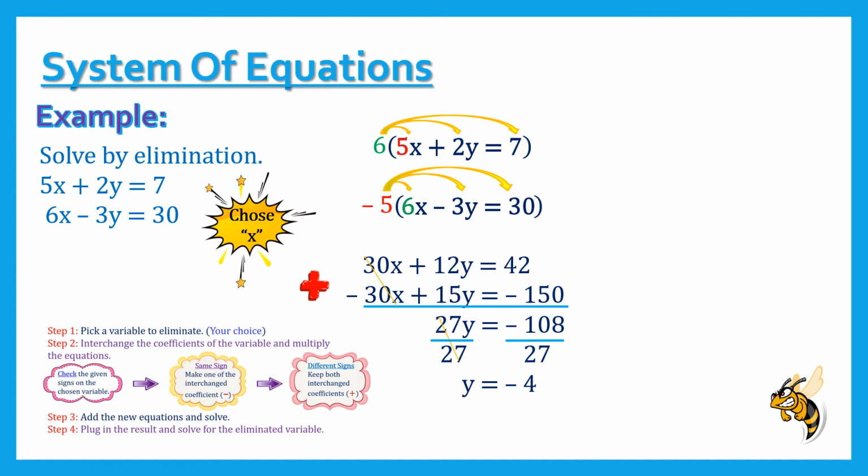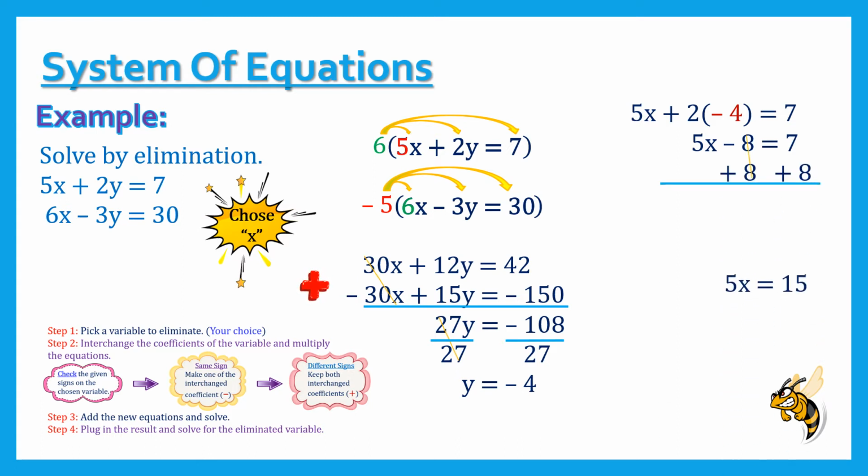Now that I know the value for y, I can plug it into one of the equations and find the value for x. So I'm going to use the first one. So it would be 5x plus 2 times negative 4 equals 7. So now I end up with 5x minus 8 equals 7. I need to move that minus 8, so I'm going to add 8 to both sides. 5x is therefore equal to 15. I need to get rid of the coefficient of 5, so I'm going to divide both sides by 5. So x is therefore equal to 3.